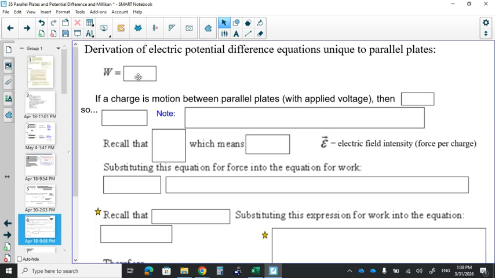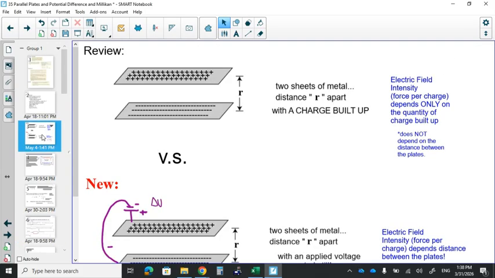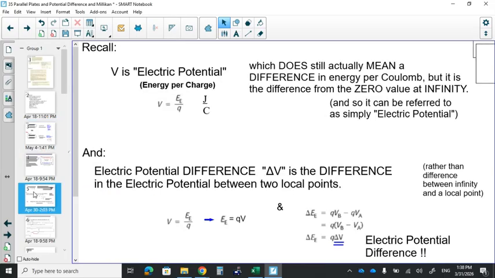So, derivation here of the electric potential difference equations that are unique to parallel plates. We're going to look at the work equals force times displacement concept. And so as we saw here, the distance between the plates is r, so that's our delta d.